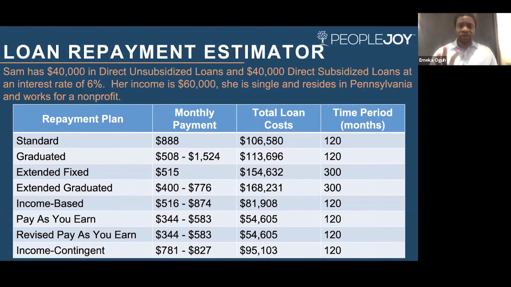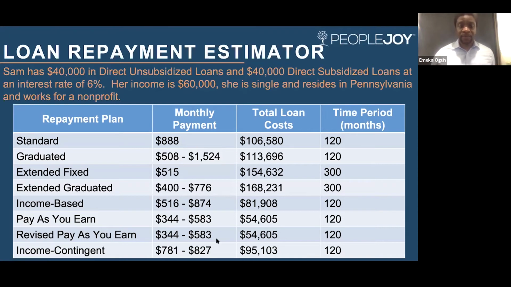So I want to show you that same table of payments that we showed earlier in our presentation, but now with those payments qualifying for public service loan forgiveness. What you'll see here is with the income-based repayment plan, because remember the income-based, the pay-as-you-earn, the revised pay-as-you-earn, and the income contingent, these are all plans that qualify for public service loan forgiveness. You'll see that you end up paying a lot less on these plans because your loans get forgiven after 10 years.